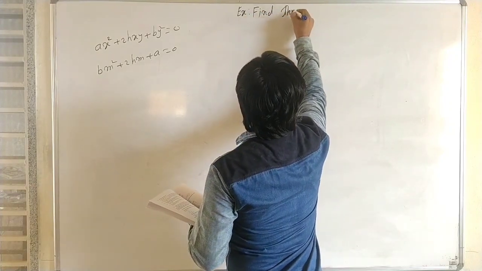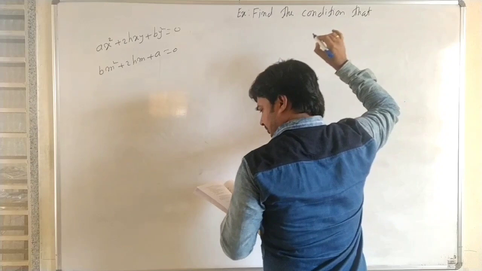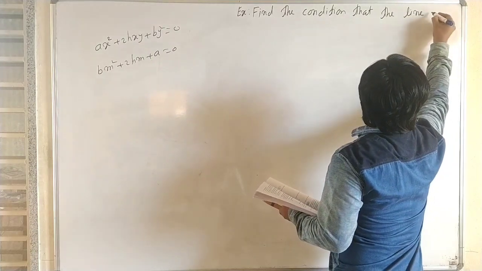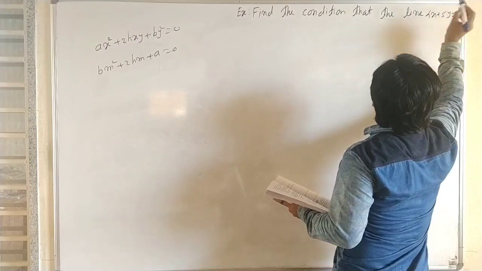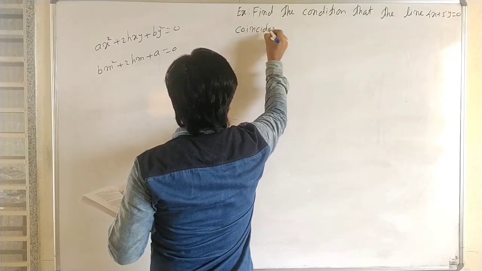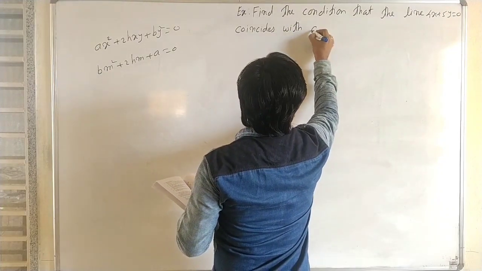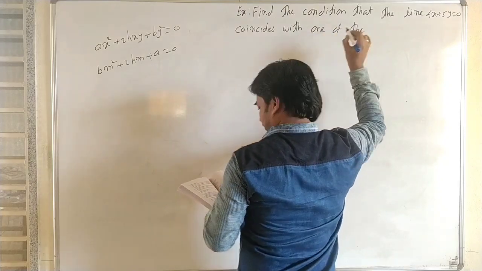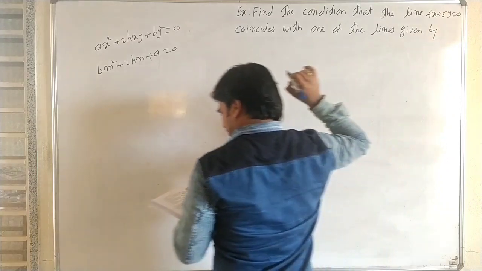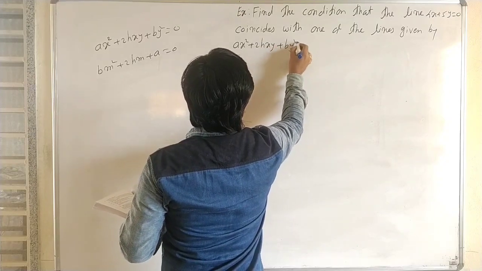The condition that the line 4x plus 5y is equal to 0 coincides with one of the lines given by ax square plus 2hxy plus by square equal to 0.